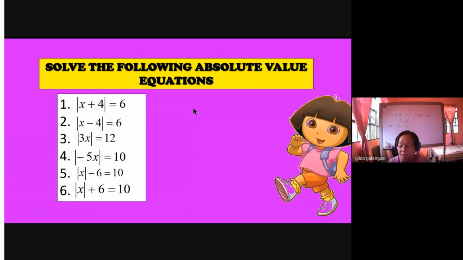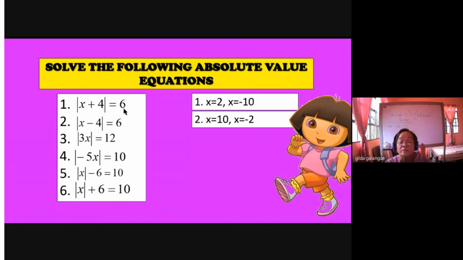All right, we will answer it now. What is the answer to the first number? The answer is 2 and negative 10. We'll find out if it is correct. 2 plus 4 is 6. Negative 10 plus 4 is negative 6. And the absolute value of negative 6 is 6.